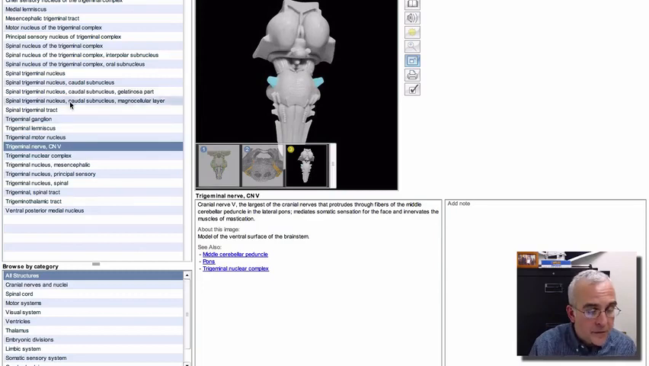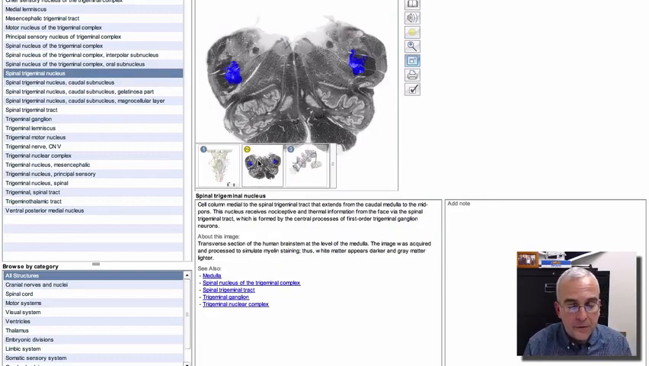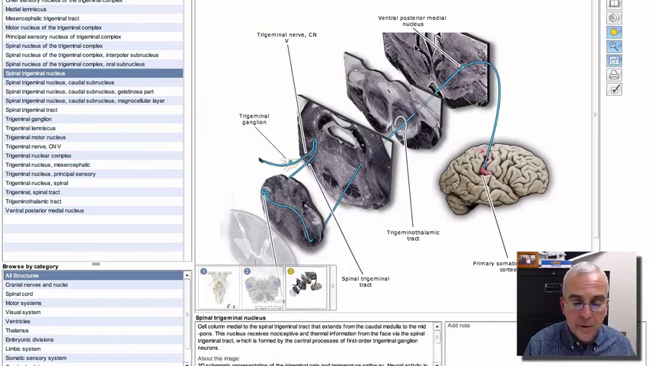If we want to find a particular nucleus, such as the spinal trigeminal nucleus, again, we have different views, some of which are included in the tutorial. Others are unique to Sylvius. This one in particular you might enjoy.